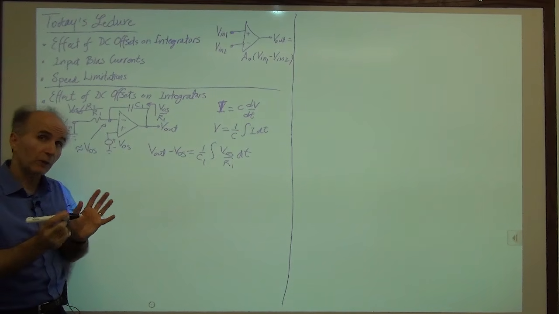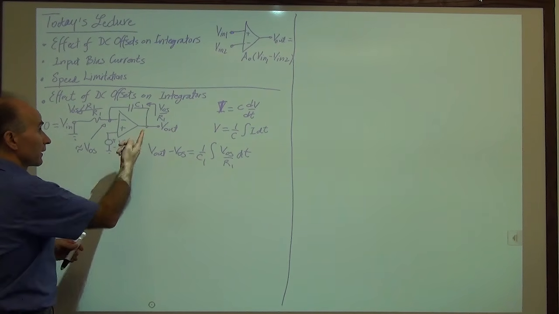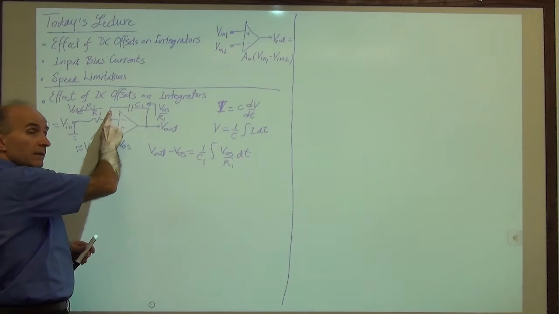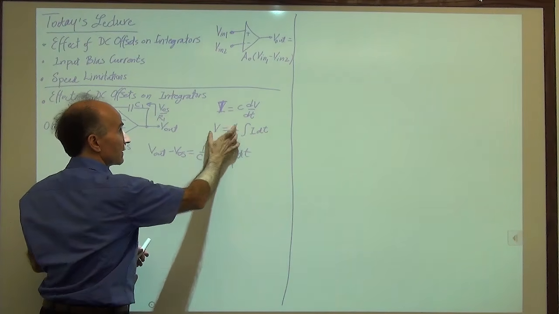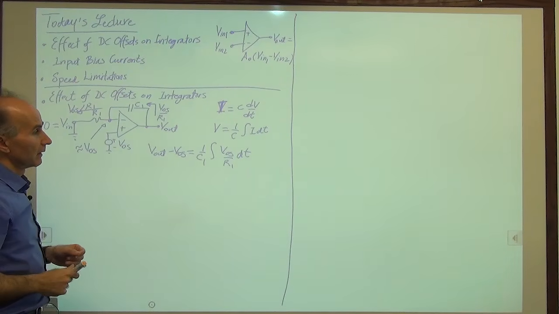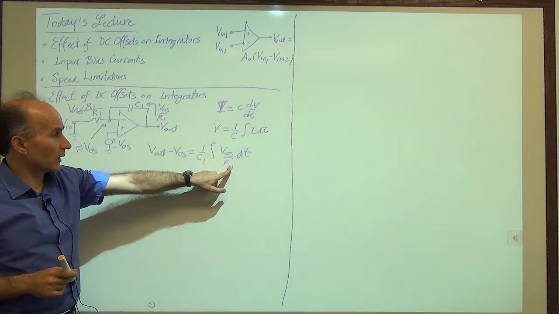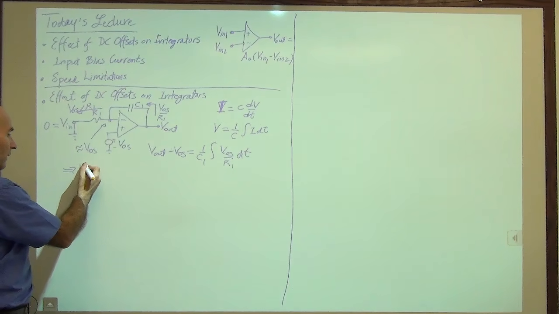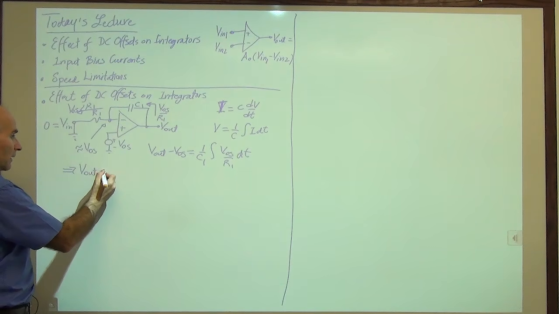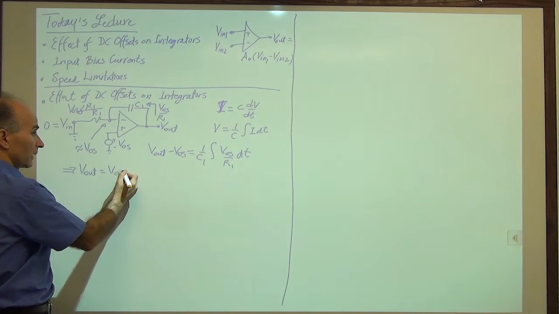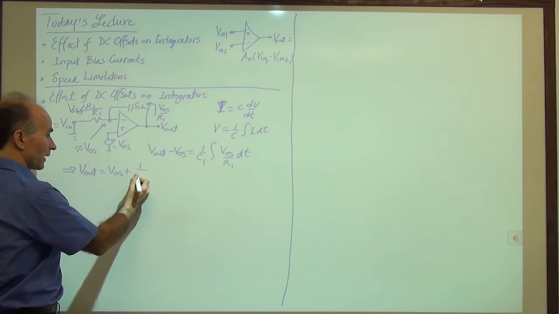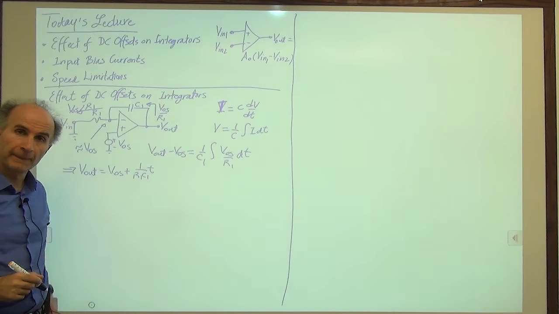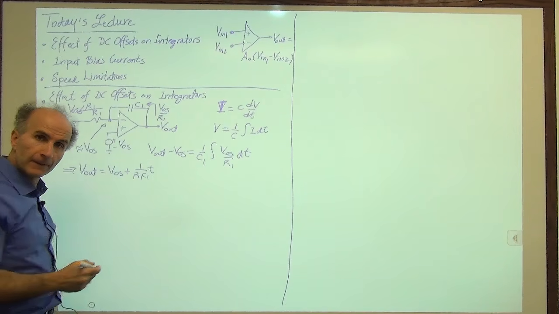Okay, we do have to be careful with the polarities here. The current is going this way, so we have to pick this voltage minus this voltage and use that in these expressions. Okay, so because VOS and R1 are constant, this reduces to V out is equal to VOS plus 1 over R1 C1 T. So this looks like this, right?